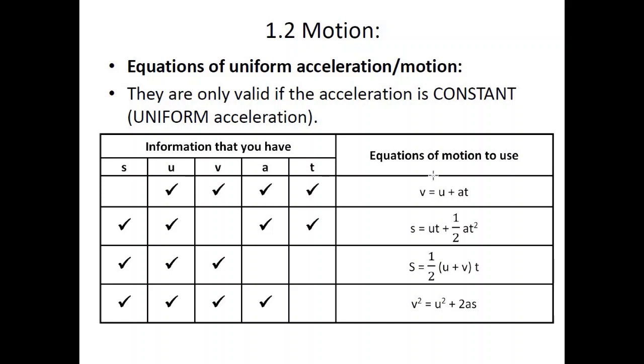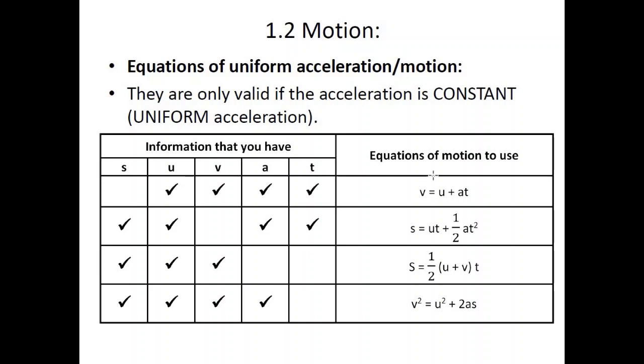Okay, but you need to remember that you can only use these equations if, and only if, you can say your acceleration is constant. If your acceleration is not constant, then you cannot use any of these equations. Then for distance, you can use s equals ut plus half at square.